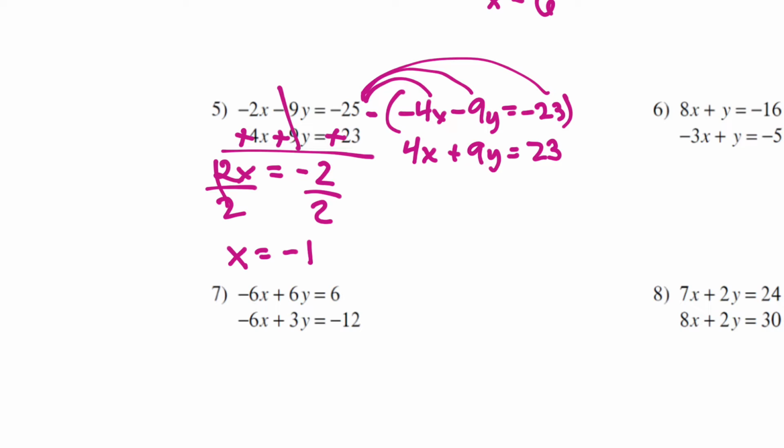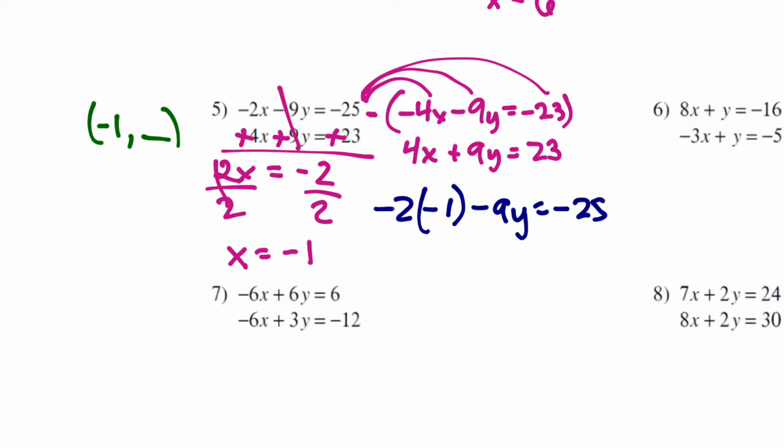Again, I have part of my answer, right? We have negative 1 for x. We need to figure out y, so I'm going to go back in and plug this in. So I'm going to do negative 2 times x, which is negative 1, minus 9y equals negative 25. Negative times a negative is positive, so this will be 2 minus 9y equals negative 25.